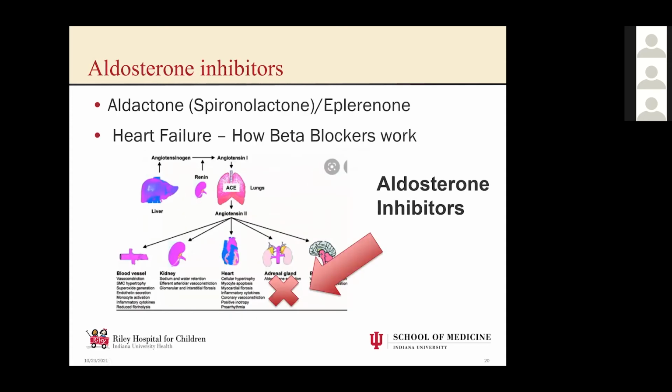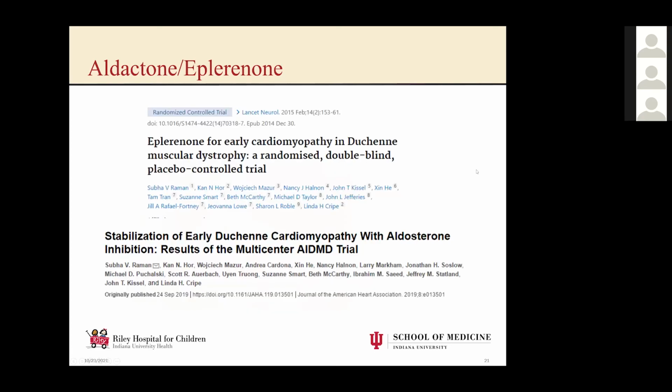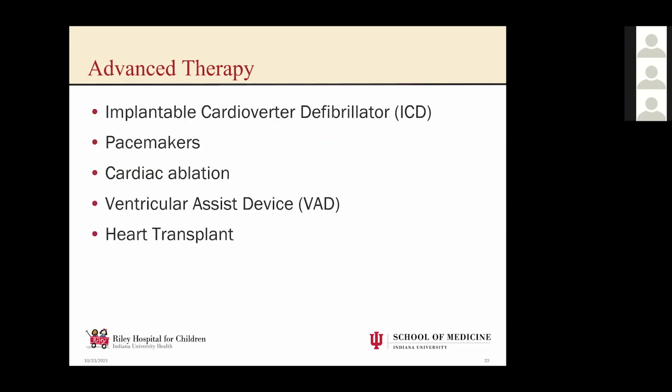A hot topic in patients with muscular dystrophy is aldosterone inhibitors. Common names are Aldactone or spironolactone, which is the same medicine, or eplerenone, a similar medicine, all in the same class. Aldosterone inhibitors block some of these processes over here. So same diagram, but blocking some of the downstream effects of this bad guy called angiotensin II. And this medicine is very helpful. I think I have it on the next slide: it's been shown to reduce scar burden in the hearts of patients with muscular dystrophy. And so it has some added benefit to some of the other medications we talked about.